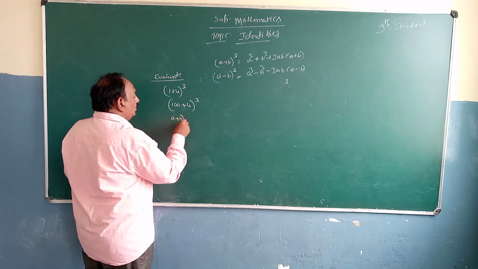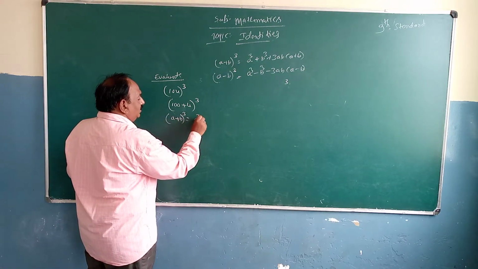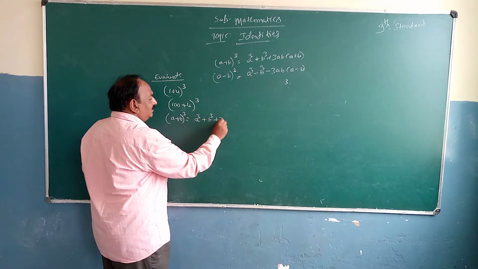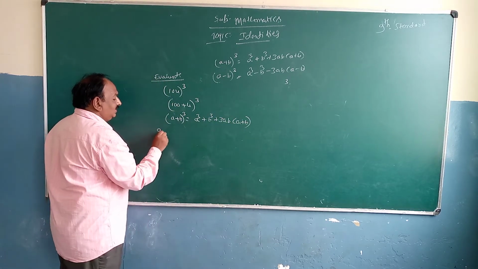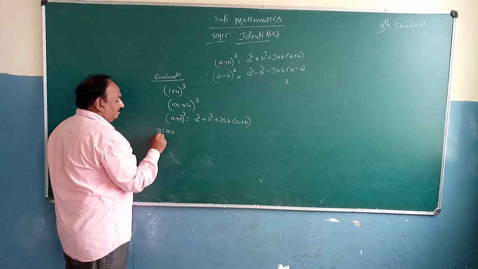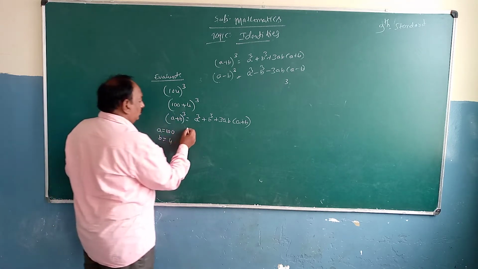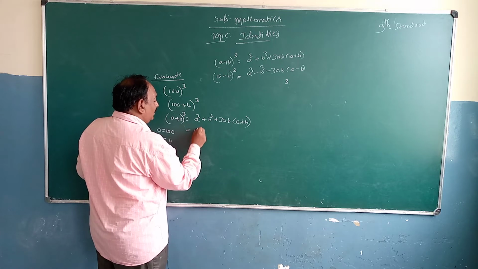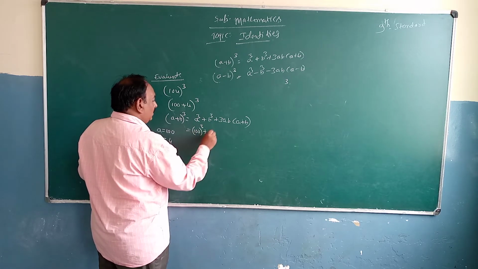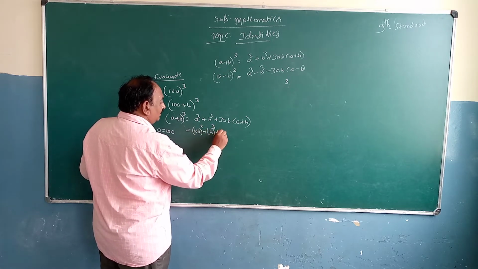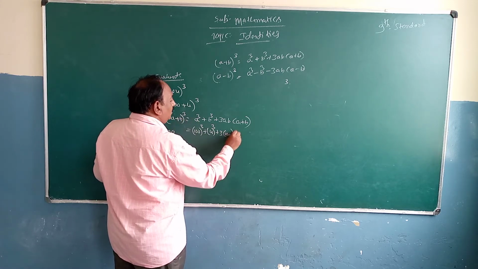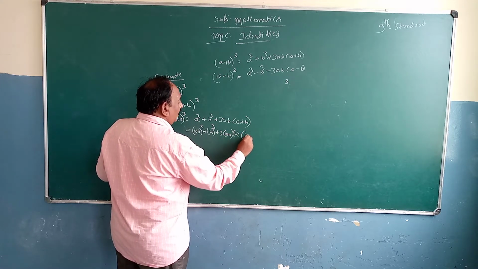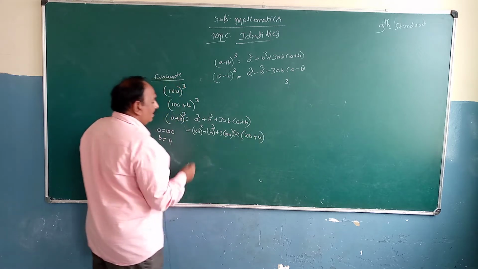(A plus B) whole cube is equal to A cube plus B cube plus 3AB into (A plus B). A is equal to 100. B is equal to 4. A whole cube, 100 whole cube. B, 4 whole cube. 3 into what is A? 100. What is B? 4 into (100 plus 4).